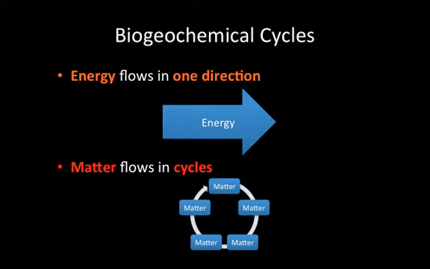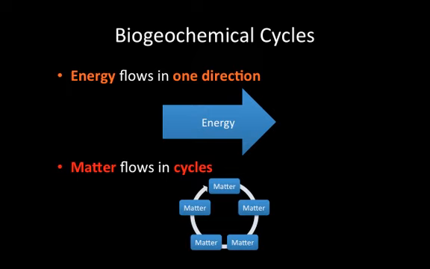One thing to keep in mind as we go through this is that matter flows in cycles, while energy only flows in one direction. Energy flows up the food chain, or up the food web, or up the pyramid that we've seen in other lectures. However, matter flows in cycles. Matter is continuously recycled through an ecosystem. It changes form, but is never lost.